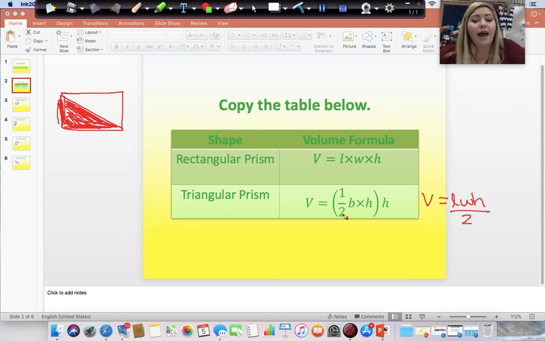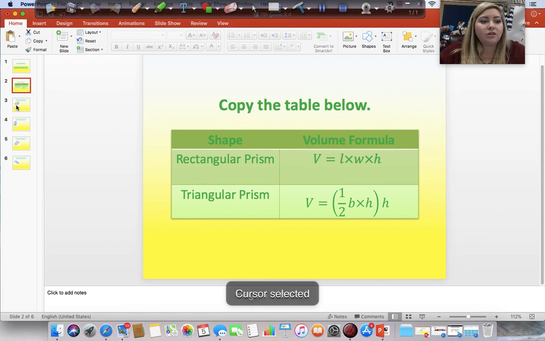This says the half of the base times the height. That's for the triangle, and then times the height of the pyramid. So you can find the area for the base of the triangle, and then multiply that times the height of the figure, and that will also give you the volume. Okay, so let's go ahead and get started.